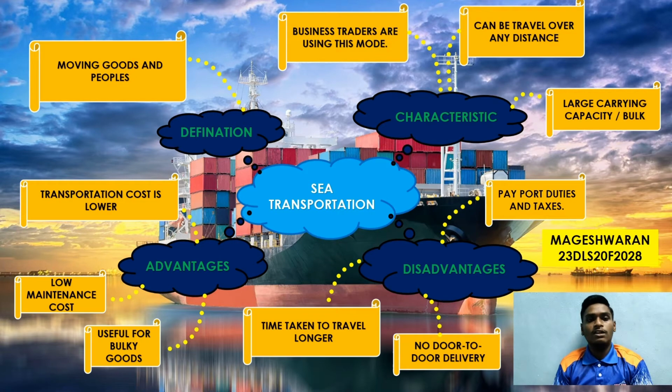The disadvantage is that the time taken to travel is longer. This is the slowest mode compared to others. There is no door-to-door delivery service. The goods brought through the ships are only delivered to the ports, for example west ports and north ports. Last but not least, we have to pay duties and taxes to have our goods released into the country.